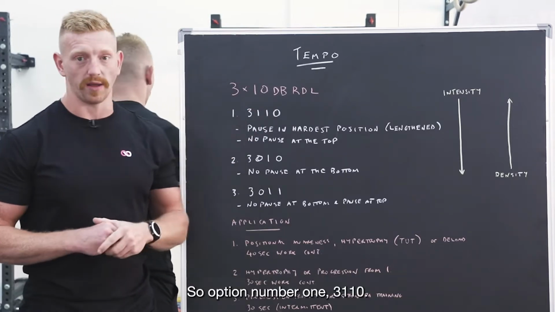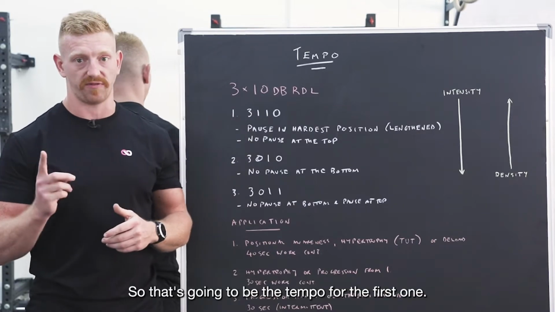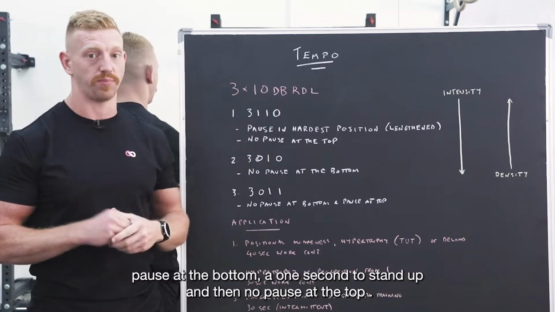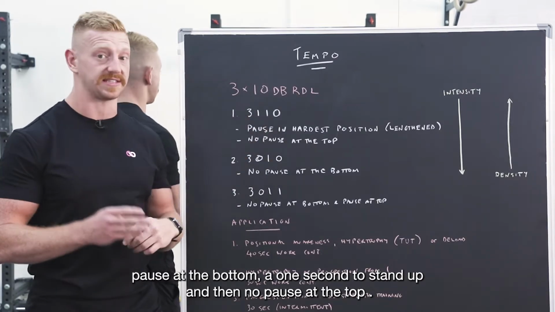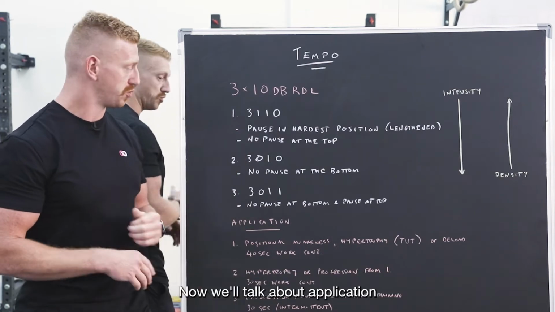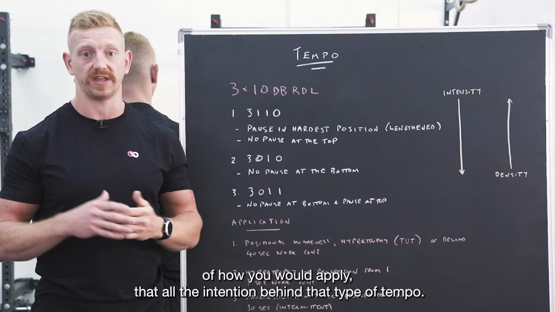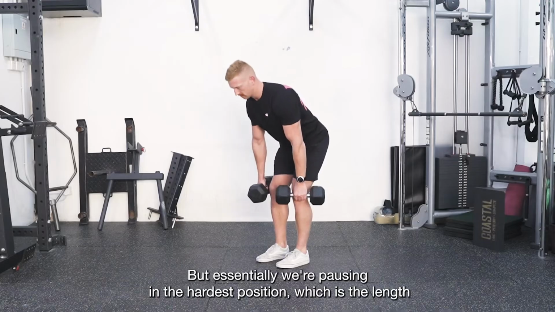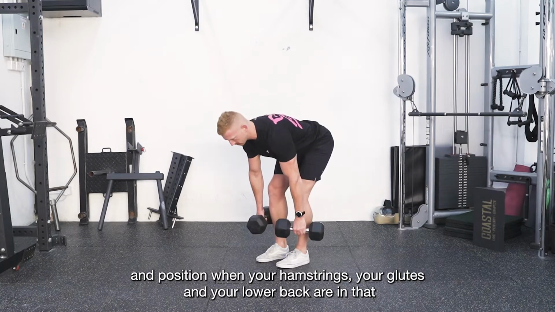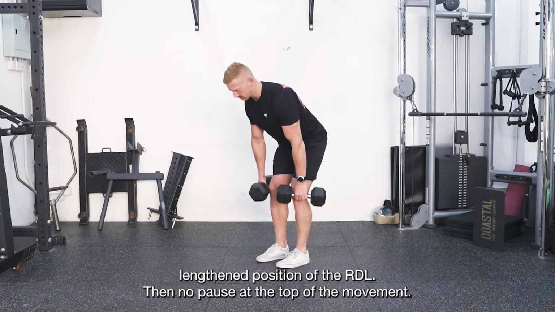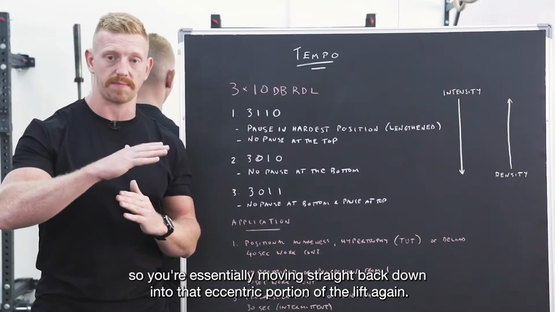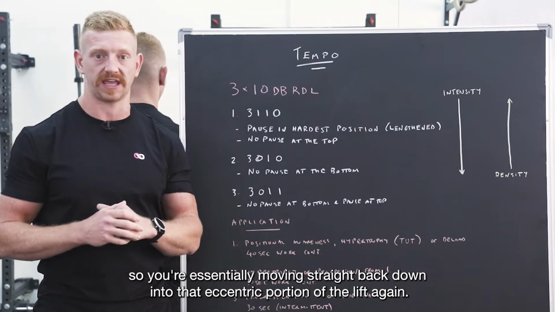So, option number 1, 3-1-1-0. So that's going to be the tempo for the first one. So that would mean 3 seconds on the way down, so a 3-second eccentric, a 1-second pause at the bottom, 1 second to stand up, and then no pause at the top, so you're going straight back down into the movement. Now we'll talk about application of how you would apply that, or the intention behind that type of tempo, but essentially we're pausing in the hardest position, which is the lengthened position when your hamstrings, your glutes and your lower back are in that lengthened position of the RDL. There's no pause at the top of the movement, like I said, so you're essentially moving straight back down into that eccentric portion of the lift again.